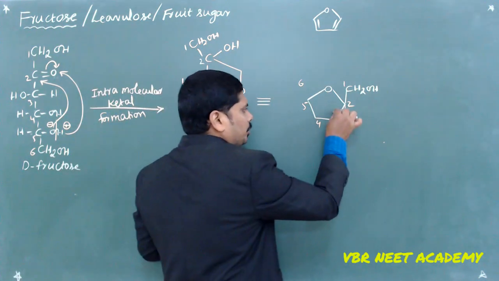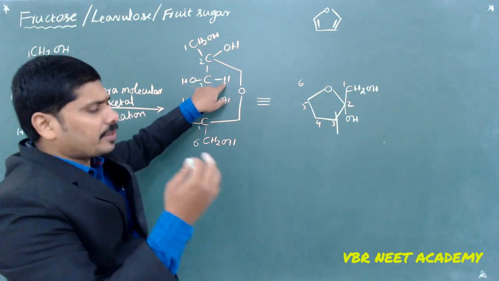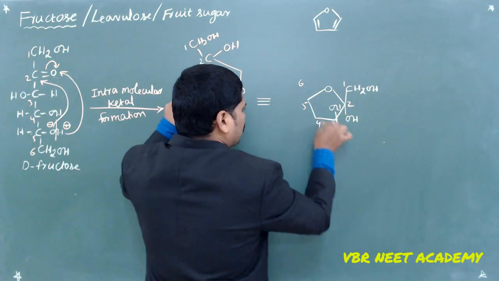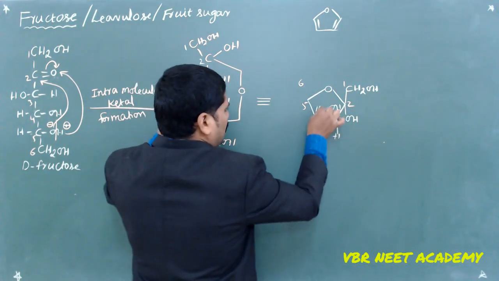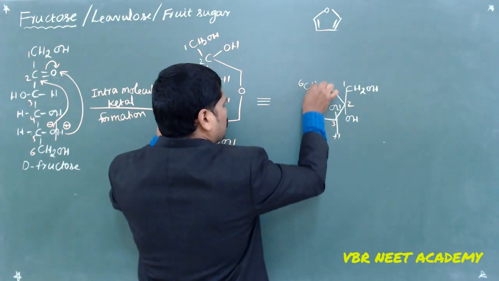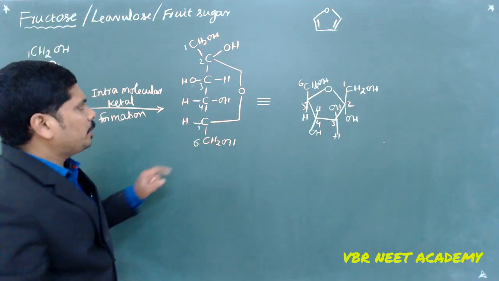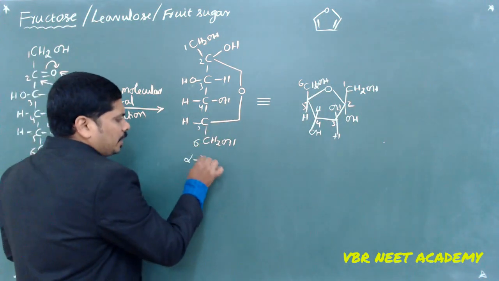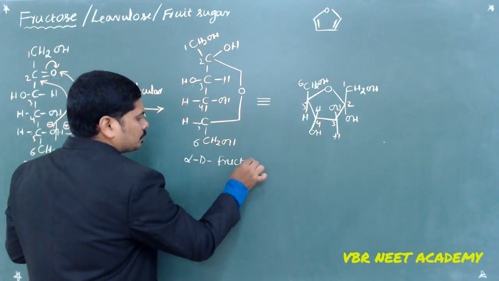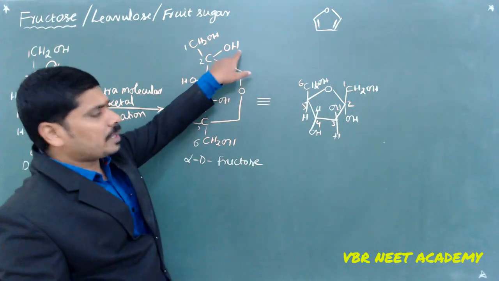And here at the third position, same thing. Groups on the left go on top, groups on the right go down. So that's why OH will be on top, H will be down. And here H on top, OH down. Here H, CH2OH. Now this is going to be alpha-D fructose. Alpha-D fructose, because OH is on the right hand side.